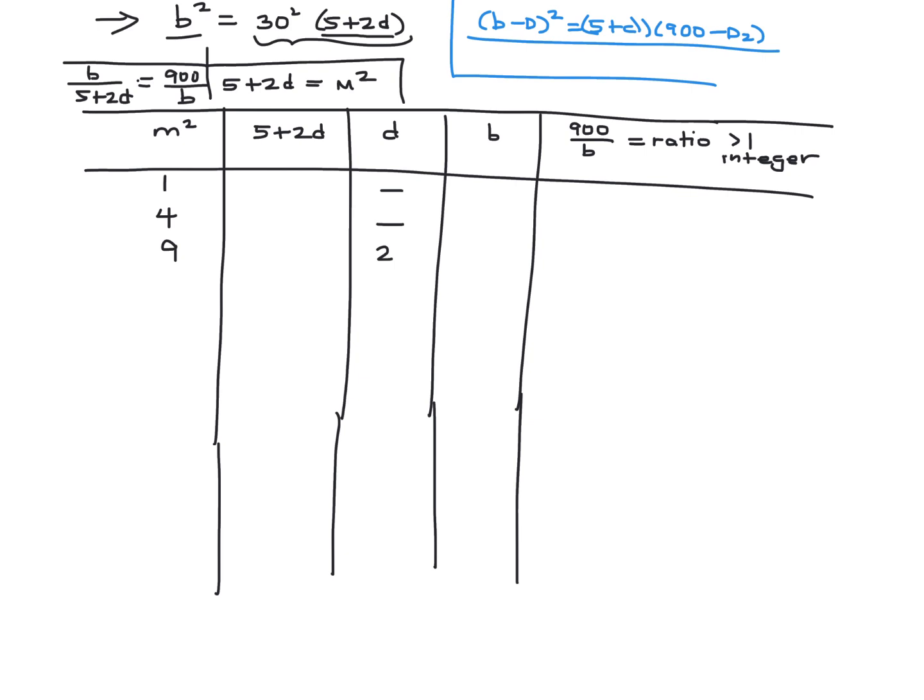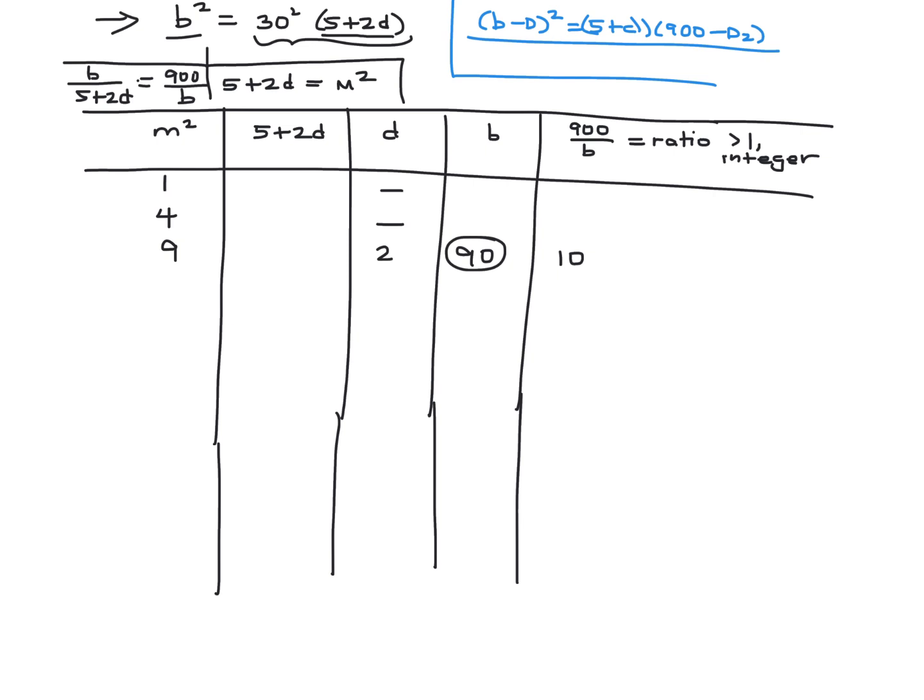And when you do that, you get a value of 90. And now let's check this guy. The ratio would therefore be 10. And is it greater than 1? Yes. And is it an integer? Yes. So this value of b is legitimate. It fits all the criteria of the question.